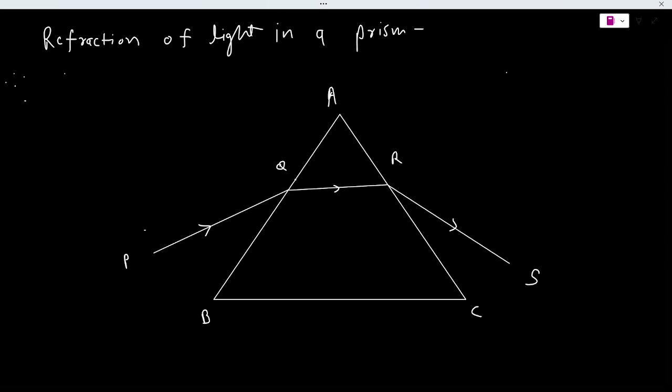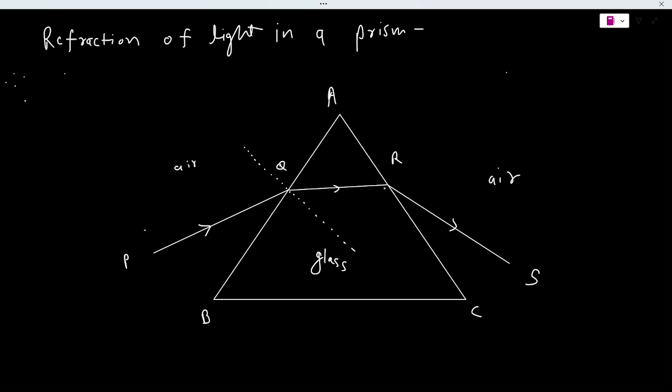So let's say this is the normal. When light travels from air to glass, the prism is made of glass and the surrounding medium is air. So when light travels from air to glass, it will bend towards the normal at point Q. And when light travels from glass to air at point R, it will bend away from the normal.